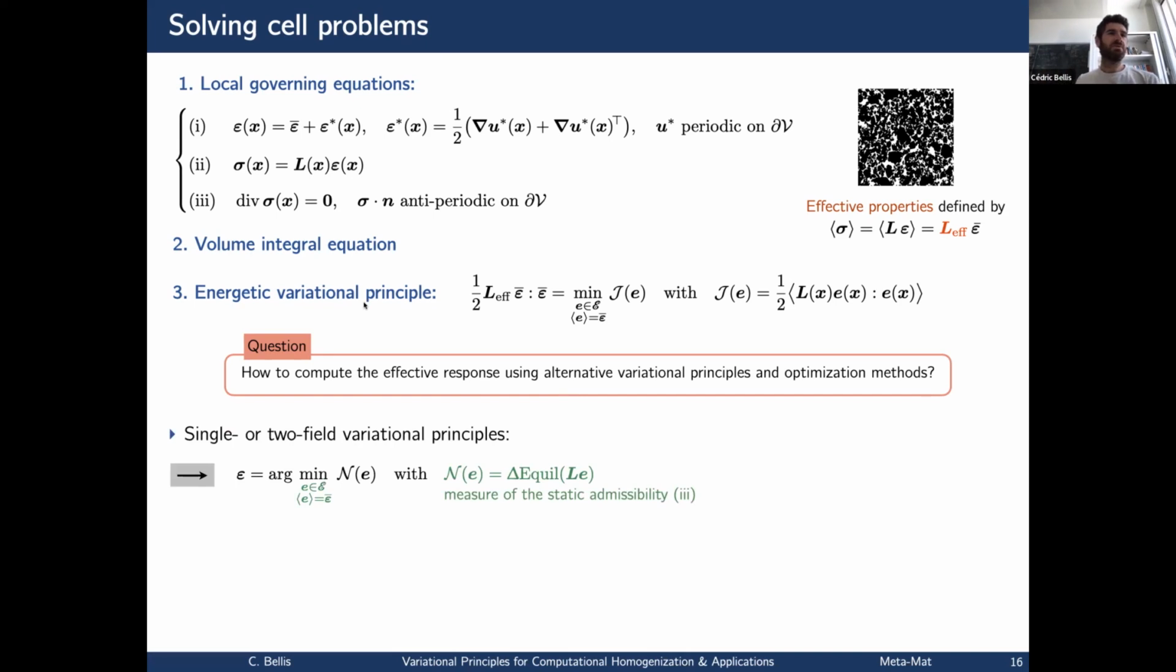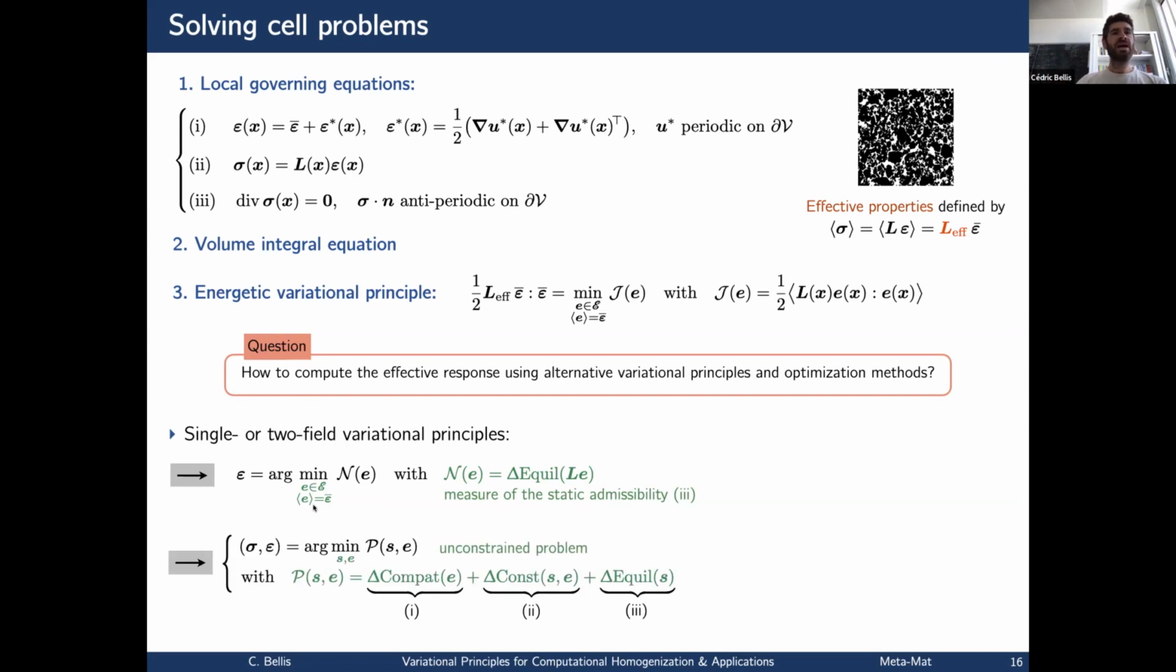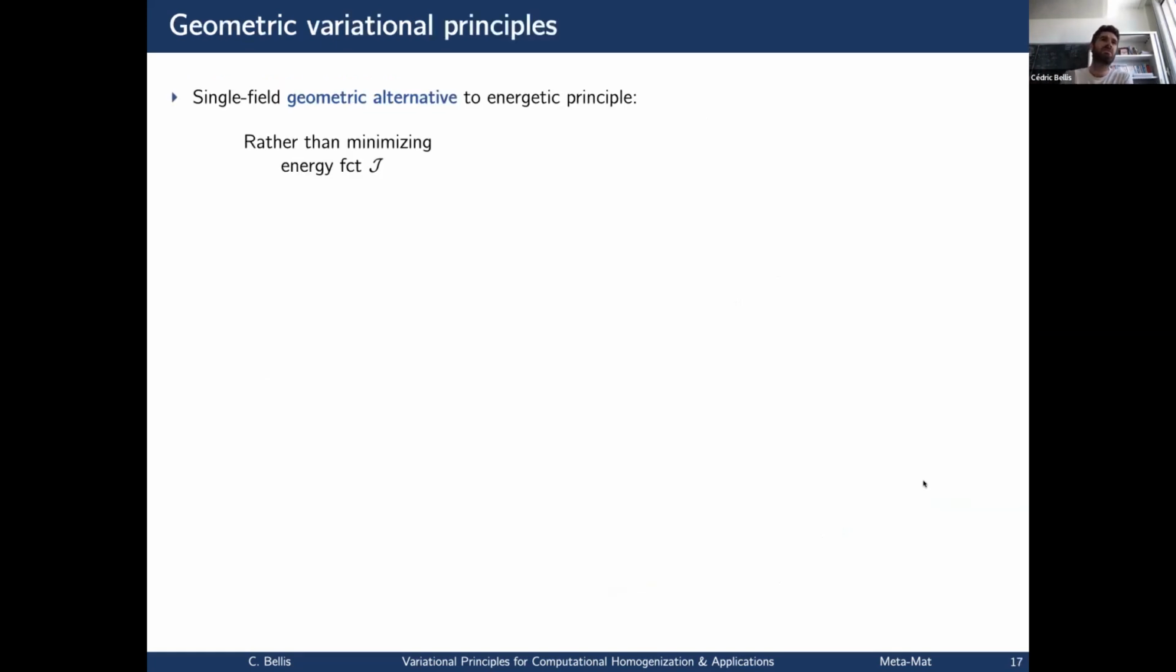Typically, in the next couple of slides, I will describe some alternative variational principles. First, we will use a single field principle where we try to minimize a measure of the static admissibility. Then we use a fully unconstrained problem for two fields, basically finding the solution to the unit cell problem by minimizing some discrepancy with respect to the compatibility condition, the constitutive relation, and the equilibrium. In other words, we compute the solution while relaxing all of the equations of the problem and explore the entire space of possible solutions. So let me describe that in the next couple of slides.